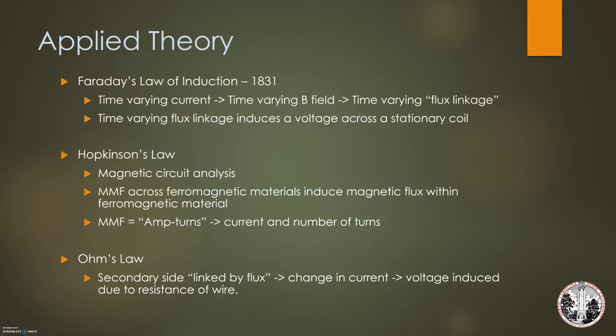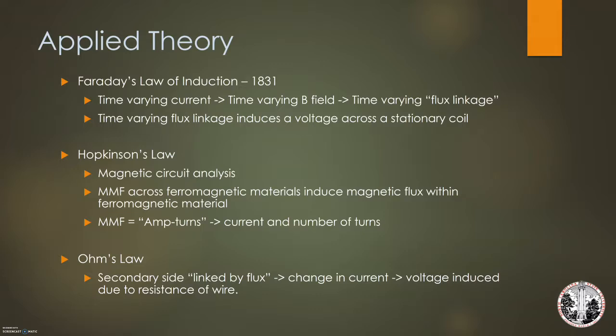Faraday's law of induction is the key concept for how an autotransformer works. When you have a time-varying current, this generates a time-varying B field. This time-varying B field then generates a time-varying flux linkage within the ferromagnetic material. And this time-varying flux linkage is capable of inducing a voltage across a secondary stationary coil.